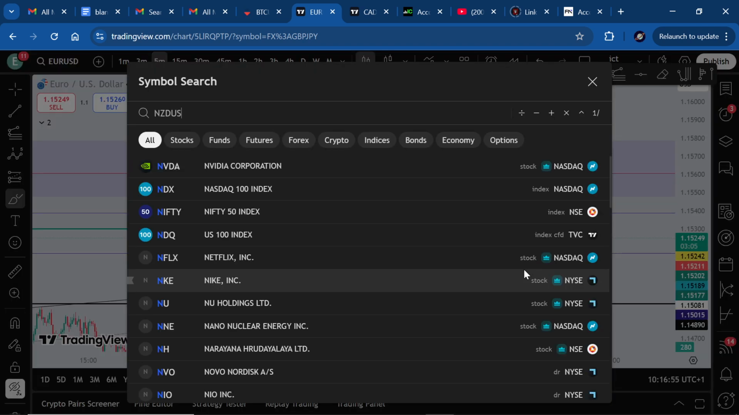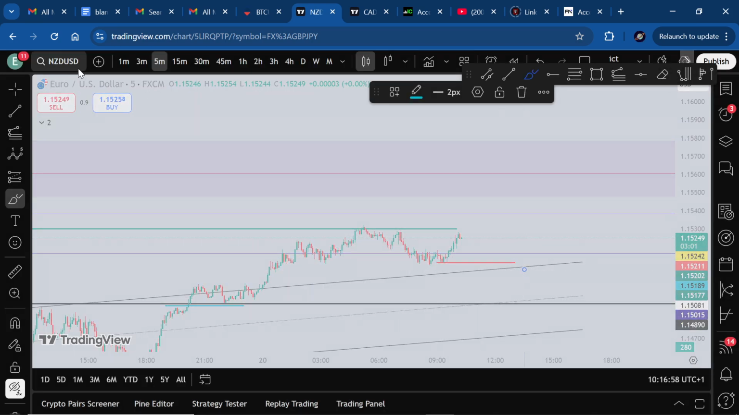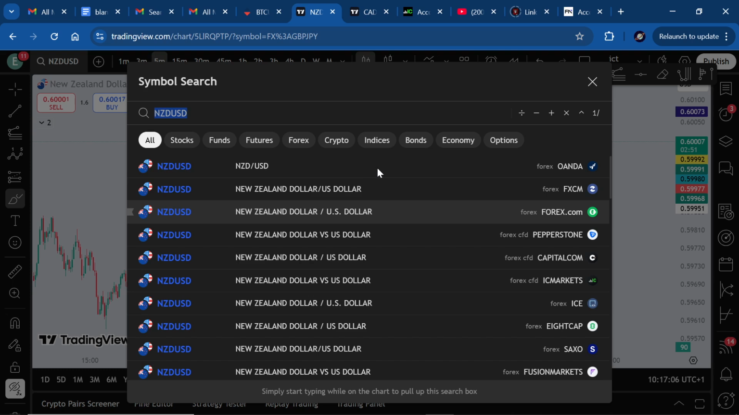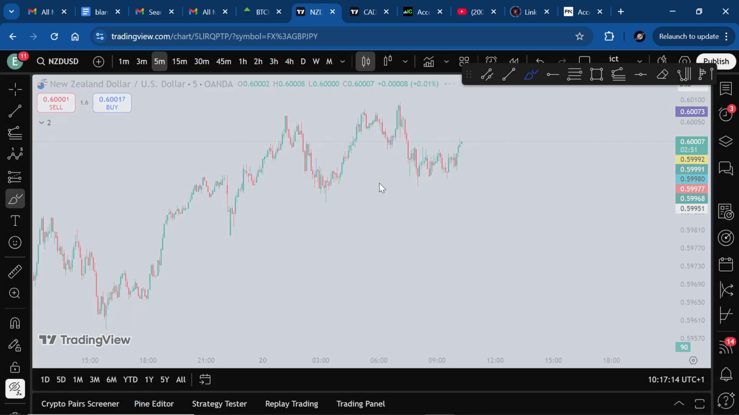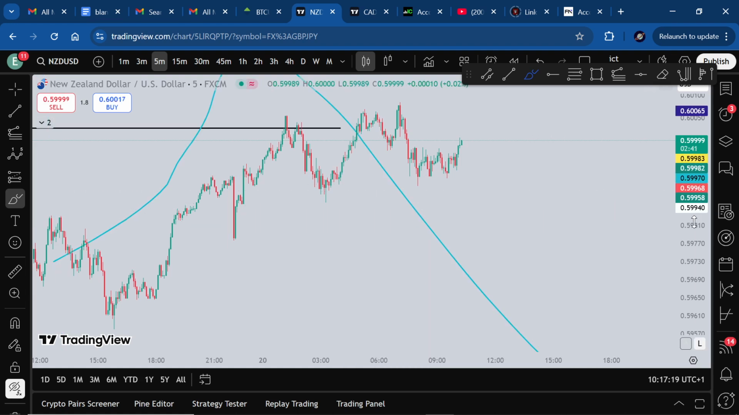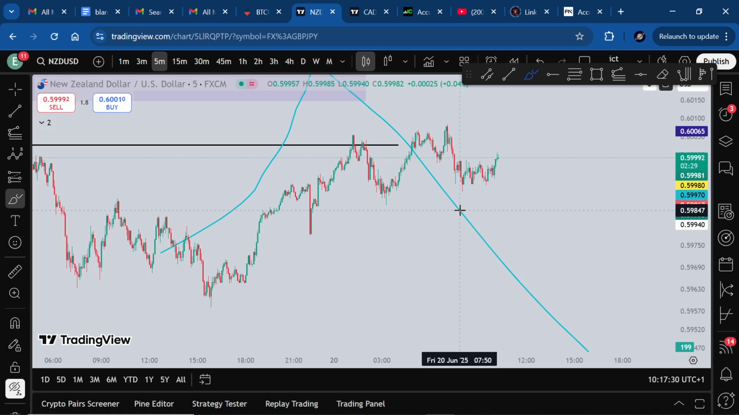NZDUSD, yeah. But let's get that on FXCM. It's the best broker for me on this TradingView. I always go FXCM charts. Even gold and silver, I'm trading them on FXCM. And on crypto, Coinbase. Not Bitstamp or any of those other things. To me, they're not as reliable as the Coinbase and FXCM charts.